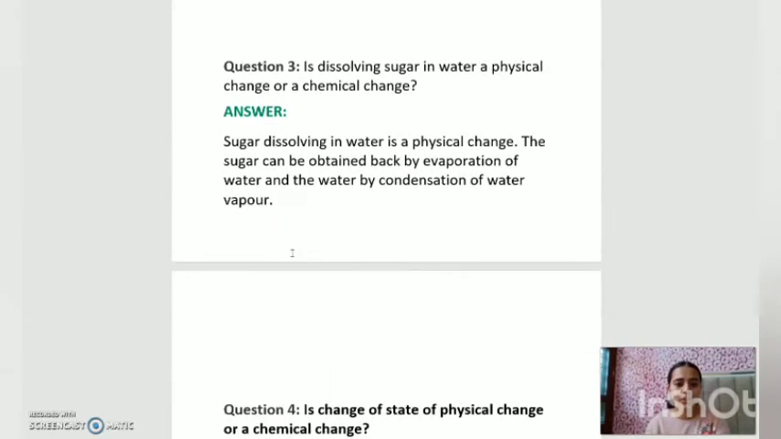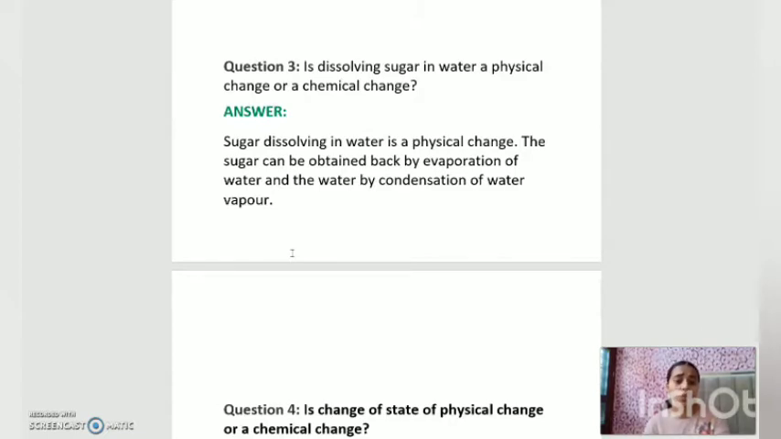Moving further, question number 3. What does question 3 say, students? See here. Is dissolving sugar in water a physical change or a chemical change? Now, we dissolve sugar in water, as I have told you earlier, like if we want to drink lime juice or lime water, right? We mix sugar in that, right? So they are asking whether dissolving sugar in water is a physical change or a chemical change. So what is the answer, students?